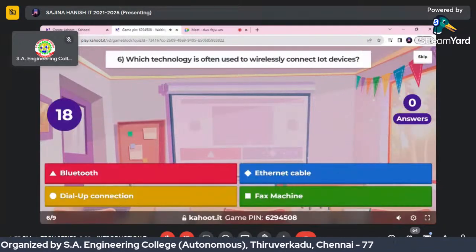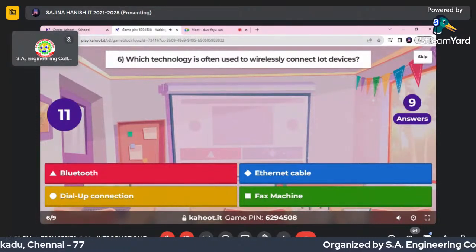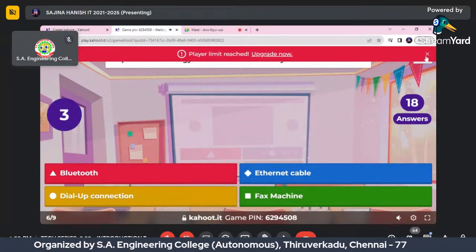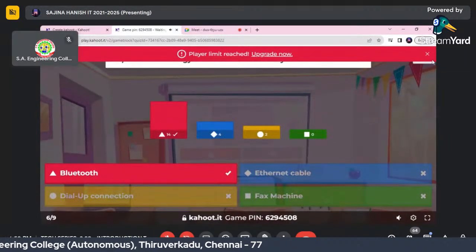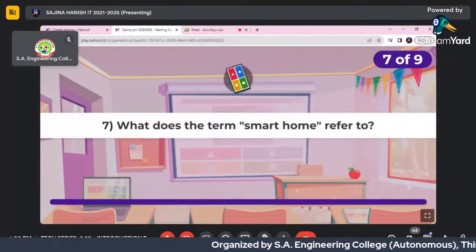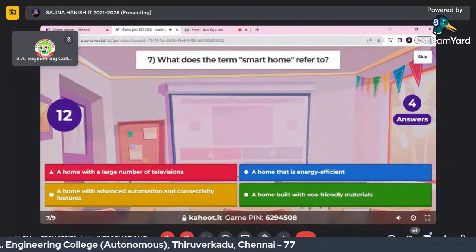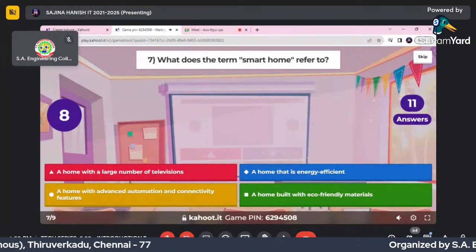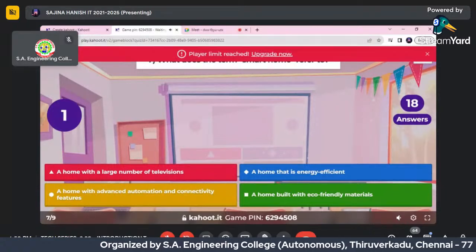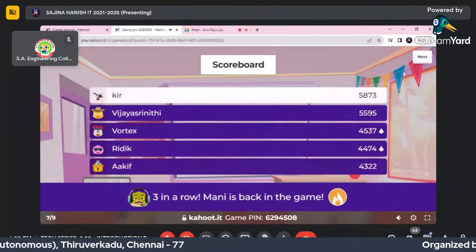Which technology is often used to wirelessly connect IoT devices? Bluetooth, Ethernet, dial-up connection, fax machine. What does the term smart home refer to? A home with a large number of televisions, a home that is energy efficient, a home with advanced automation and connectivity features, a home built with eco-friendly materials. Kheer in the first place.